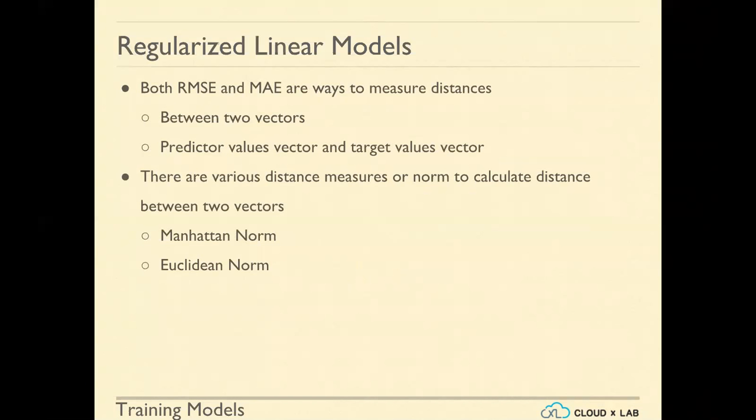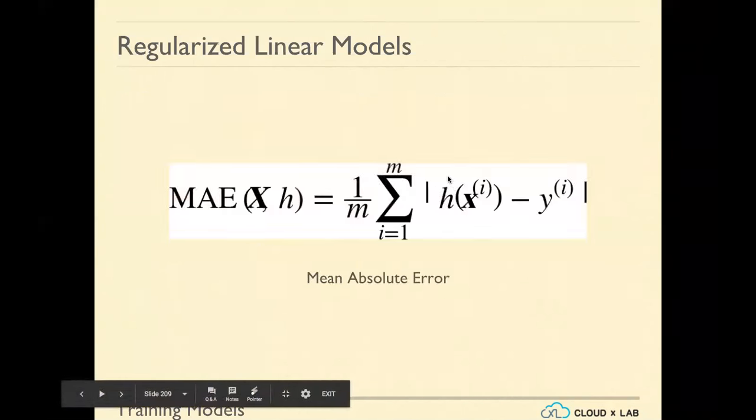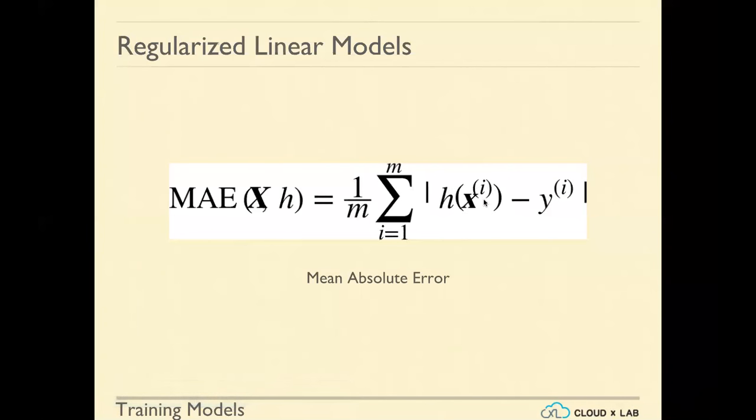A question from Gopi: what is H again? H is for hypothesis. This is our model. H represents our model. X is the actual data record. So when we feed X to our model, whatever prediction we get is this. We are subtracting the actual value of Y from our prediction, and whatever is the value here, we take the absolute of it. If it is negative, we convert it to positive, and so on.